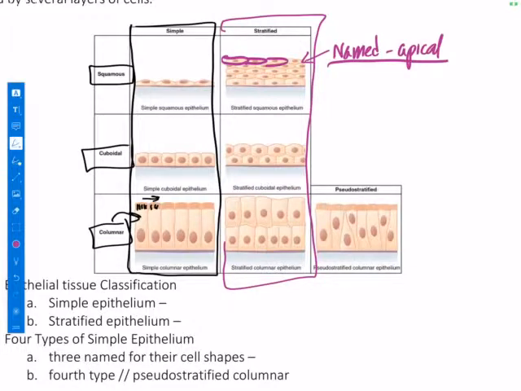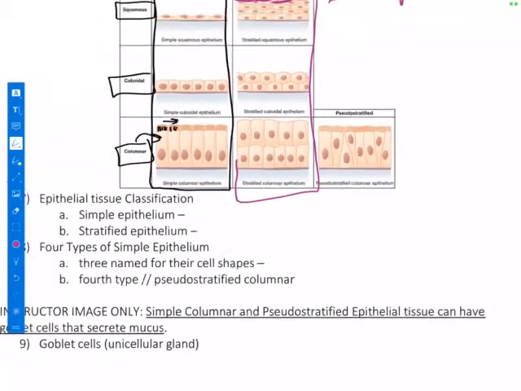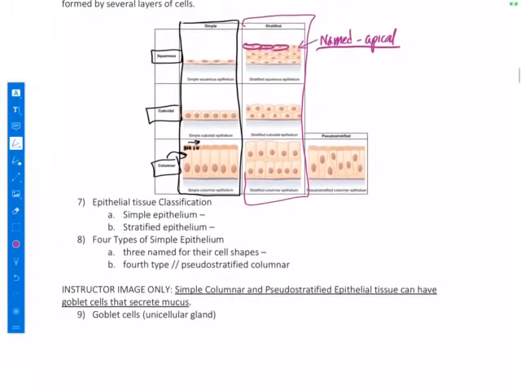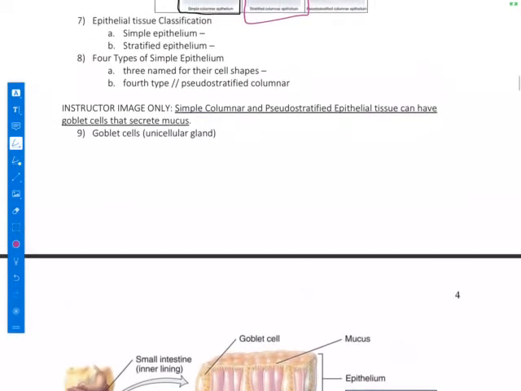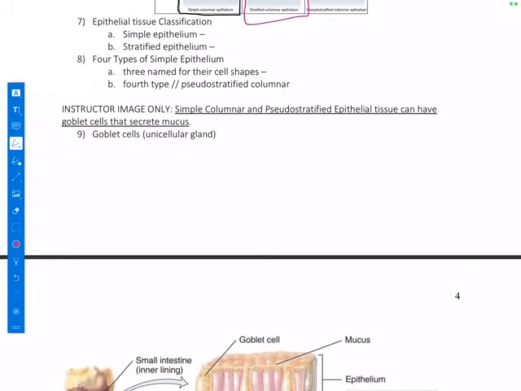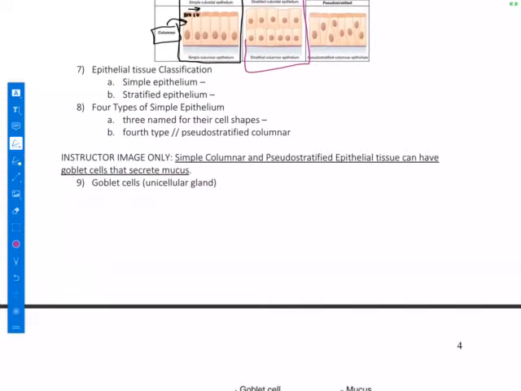Okay, so there are basically four types of simple epithelium. And the three of them are named for their cell shapes. And that would be simple squamous, simple cuboidal, and simple columnar.